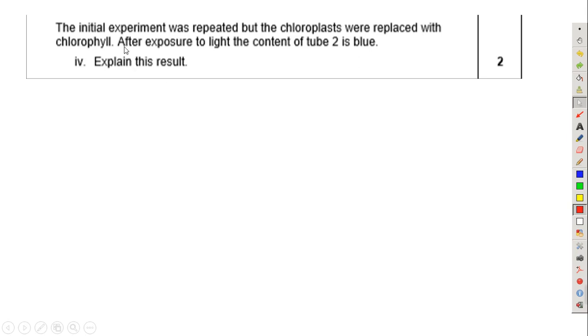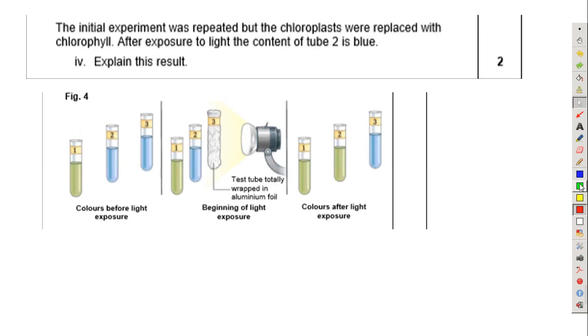So question 4. The initial experiment was repeated, but the chloroplasts were replaced with chlorophyll. After exposure to light, the content of tube 2 is blue. So instead of having chloroplasts, in tube 2 we simply have chlorophyll. I'm just going to illustrate with a few lines, but that means instead of having a whole chloroplast, we only have a few pigments, which makes a difference because it is said that at the end, we've been through the light exposure and the tube remains blue.